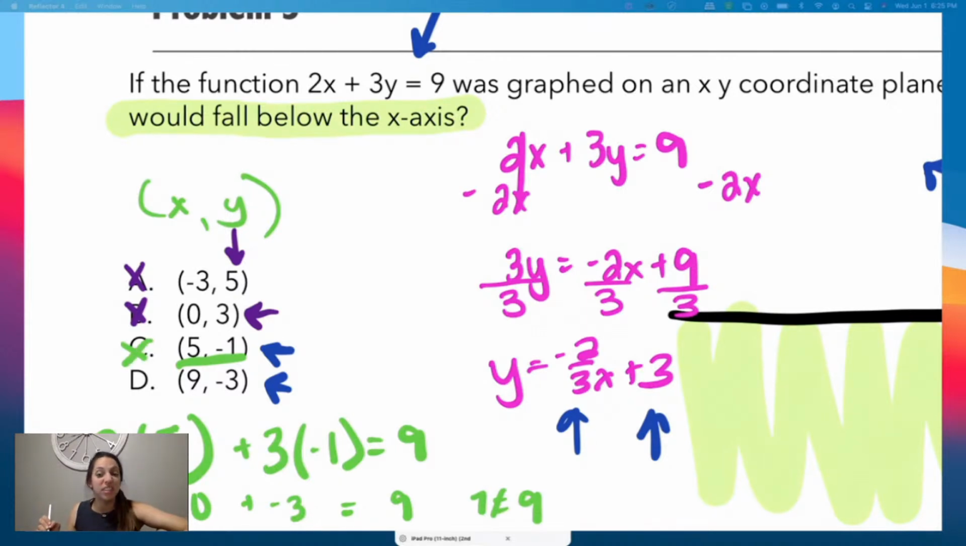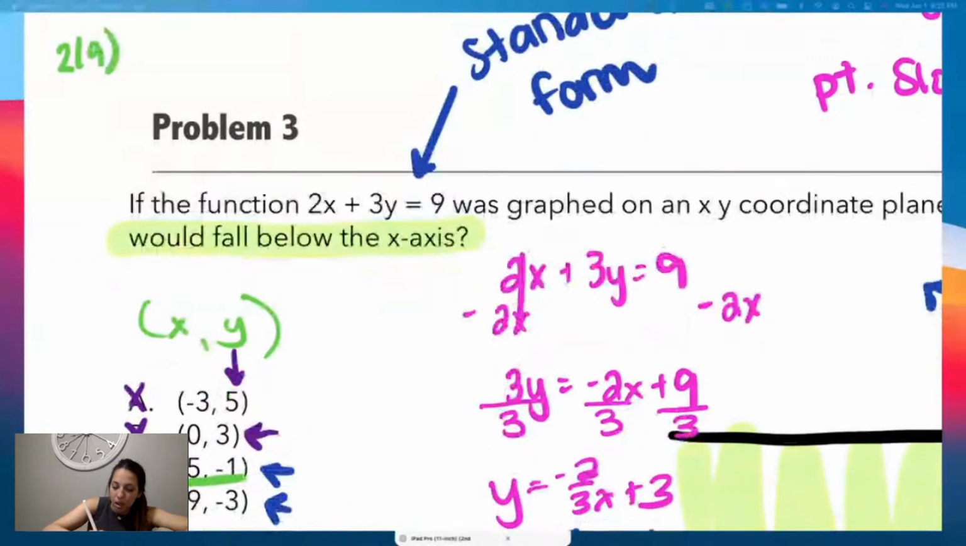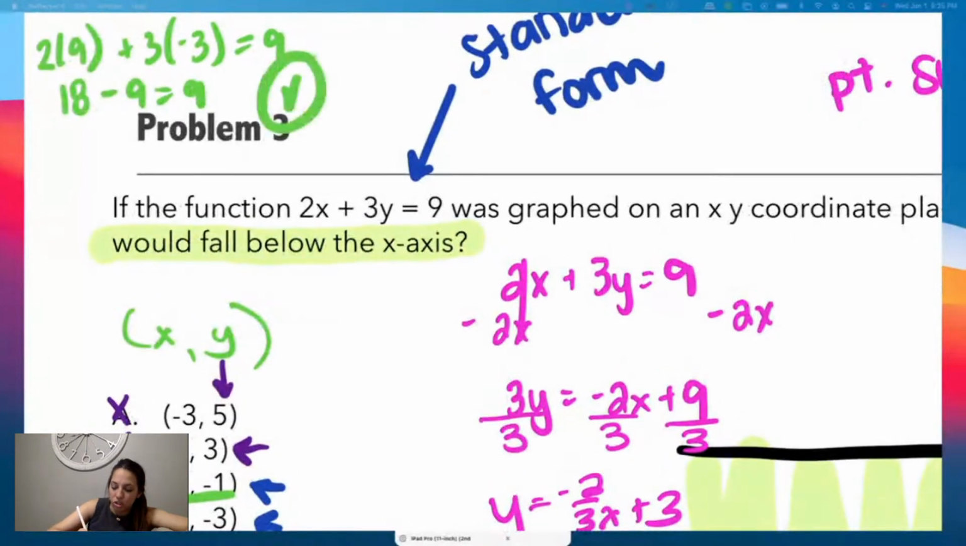I am going to solve D just to make sure I'm correct and I didn't make a silly error somewhere. So 2 times 9 plus 3 times -3 equals 9. 18 minus 9 equals 9. That does check out, so D is the correct answer.